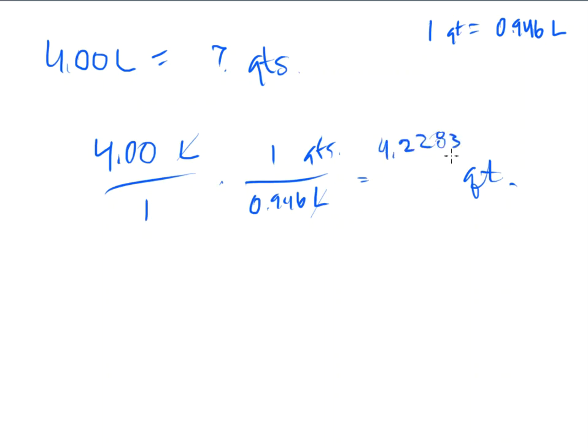And then I hit enter, and I'll get 4.2283, and so on. I've got 3 significant figures here. The number has a decimal. The first non-zero counts. Everything else afterward also counts. So there's 3 there. So 4, there's my second, there's my third. This is where I need to round. So 4.23 quarts will be the answer to that problem.